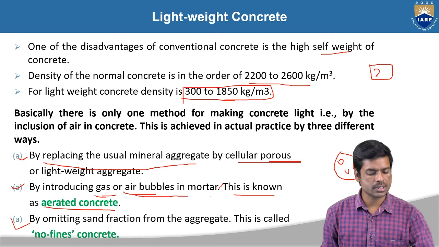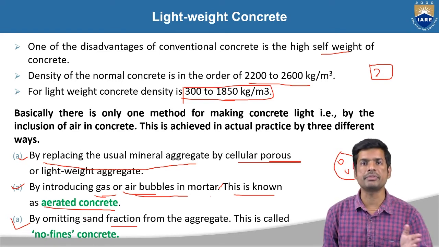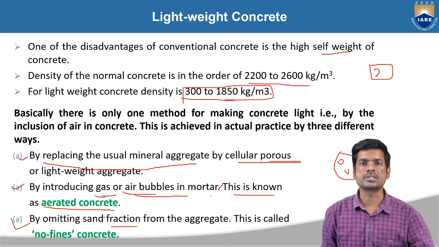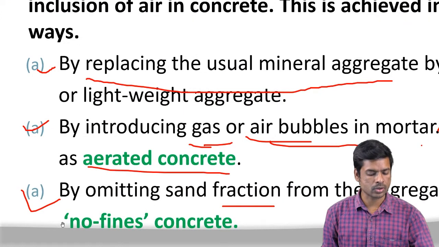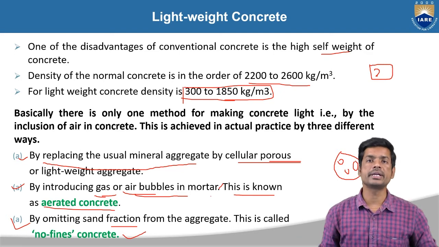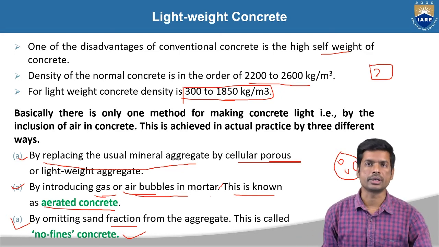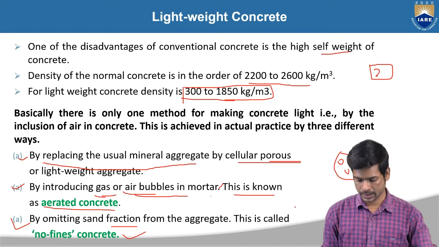The next one is by omitting the sand fraction. That means the sand, the fine aggregate that we normally use in concrete, will not be used in the preparation of lightweight concrete. This type of concrete is called no fine concrete. No fine means fine aggregate is not used in the preparation of the concrete. These are the different methods of reducing the weight of concrete.